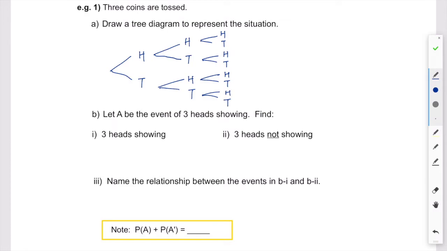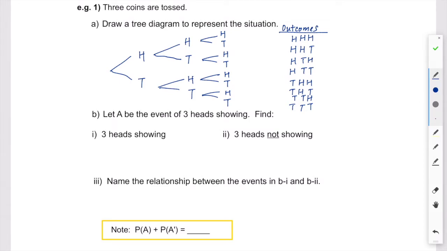When we say the outcome of tossing 3 coins, it is really a summary of what happened in each branch in the tree diagram. So what are the possible outcomes? I can get HHH, HHT, HTH, HTT, THH, THT, TTH, and TTT. So how many outcomes are there? 8 in total, right?